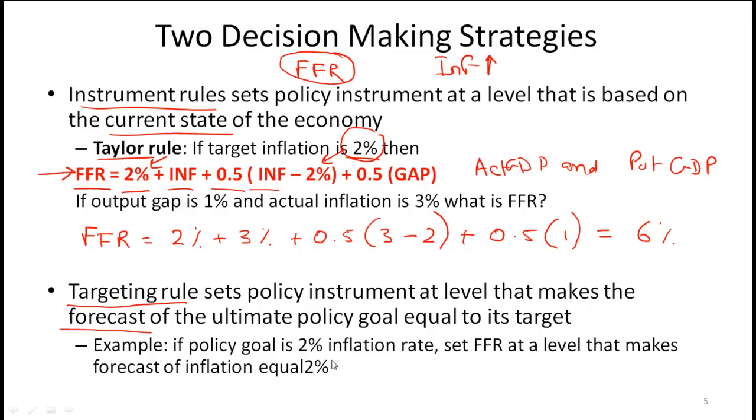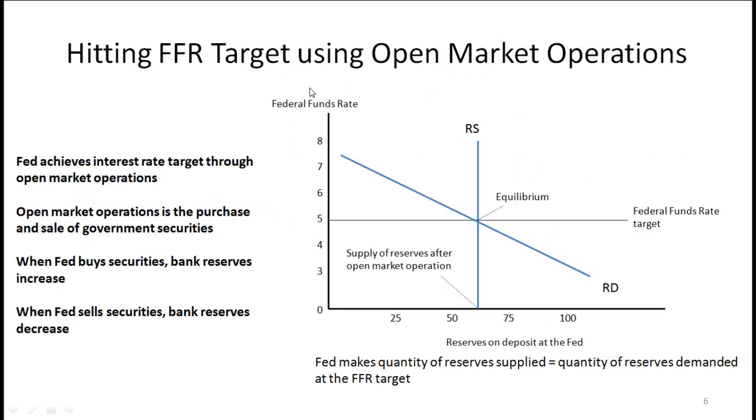If the policy goal is a 2% inflation rate, then set the federal funds rate at a level that makes the forecast of inflation equal to 2%. So let's say that based on the current state of the economy, the Fed wants to set the federal funds rate at 6%. How will it accomplish this using open market operations?